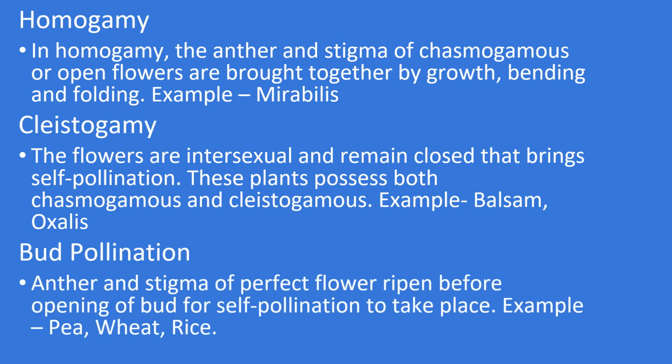And bud pollination. Here you will find the anther and stigma of a perfect flower ripen before the opening of the bud for self-pollination. It means before the bud opens, the anther and stigma mature to perform the act of self-pollination. Example is pea, wheat, and rice.